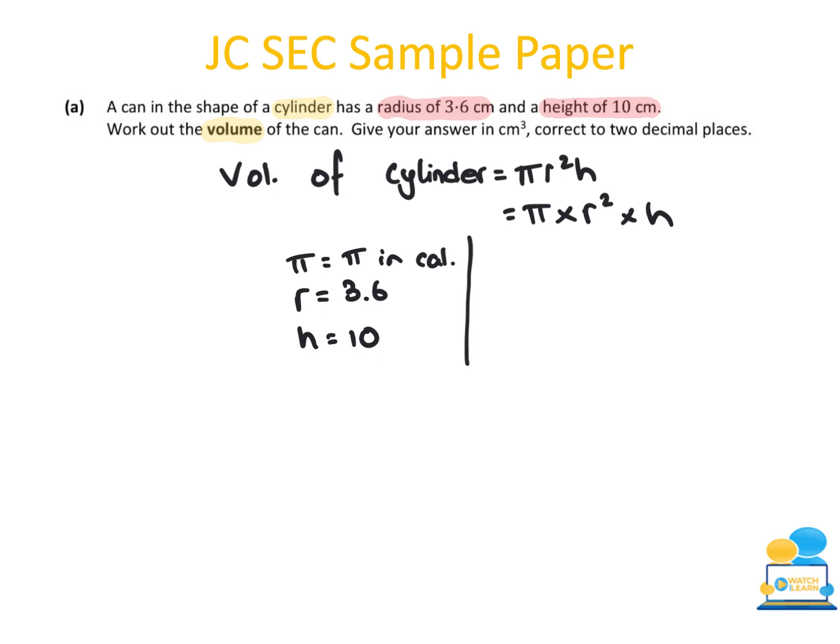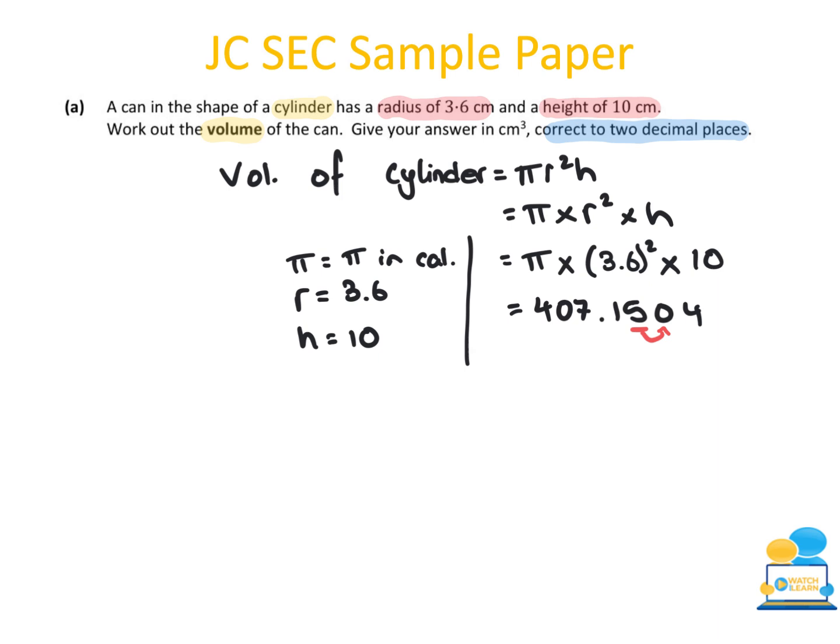So inputting those into my formula, pi will be used as the button in my calculator, multiplied by my radius squared, so 3.6 squared, multiplied by my height of the cylinder can, which is 10. And inputting that into my calculator gives me an answer of 407.1504. And the question told me to round this to 2 decimal places. So I would look at what number is in the place value that gives me 2 decimal places. That's 5, and its neighbour 0 will keep that as 5.